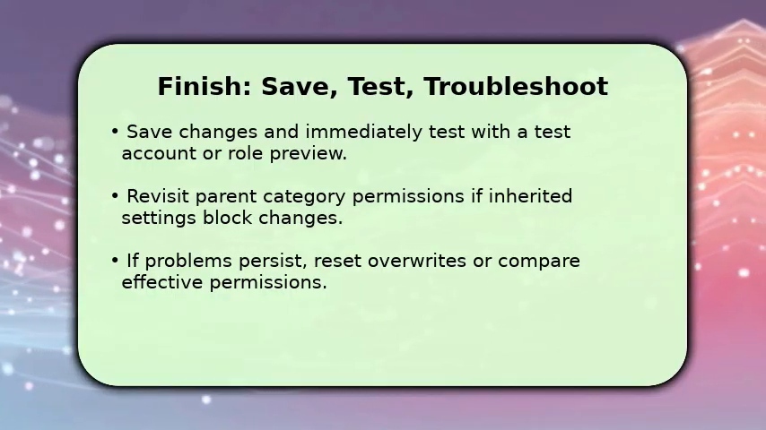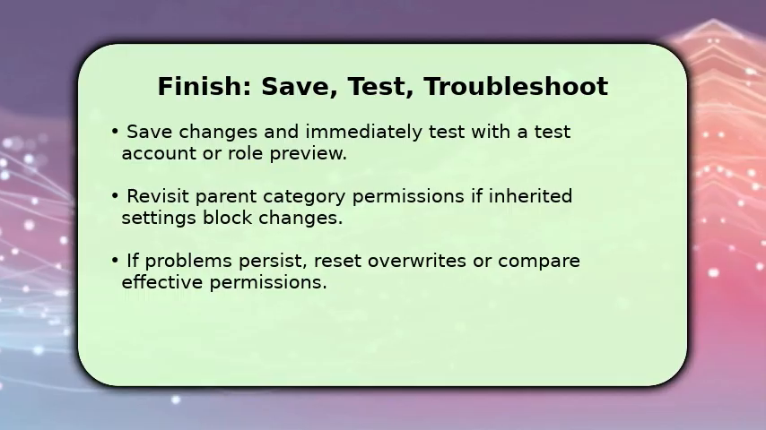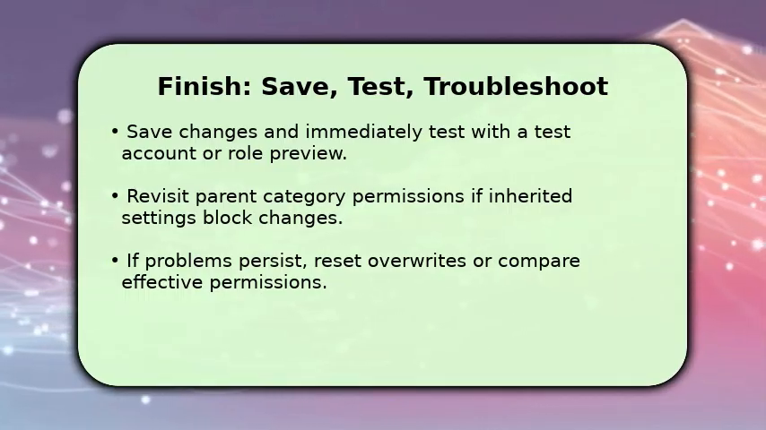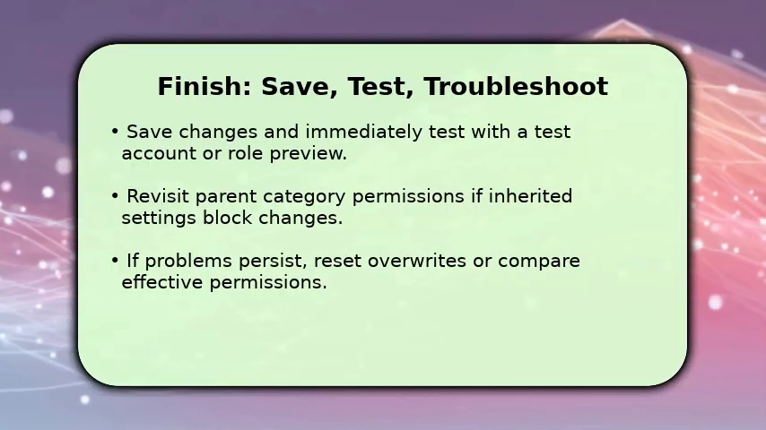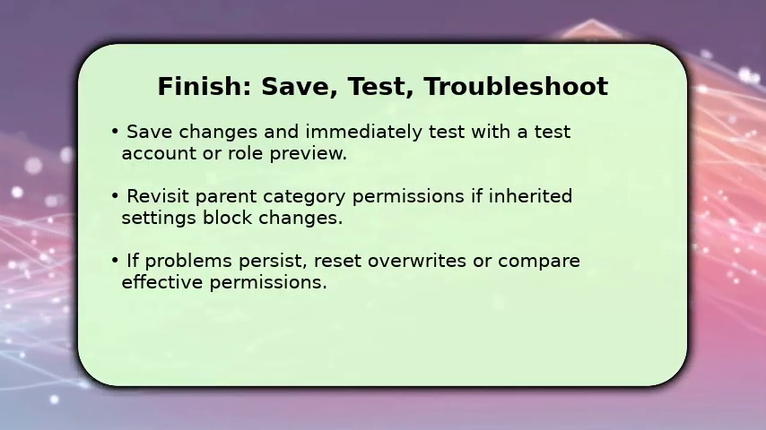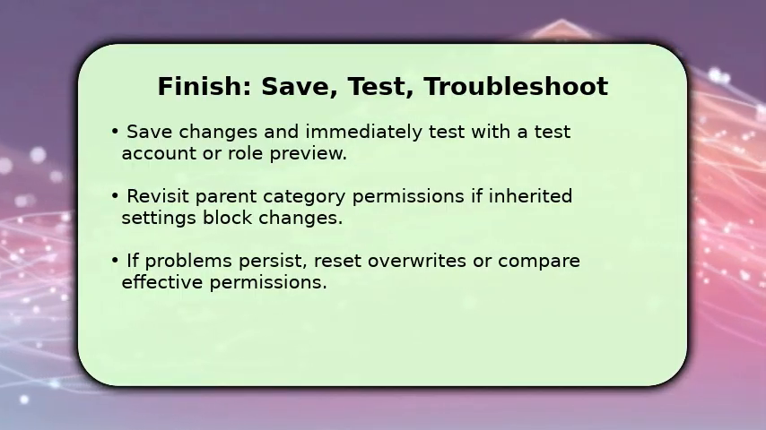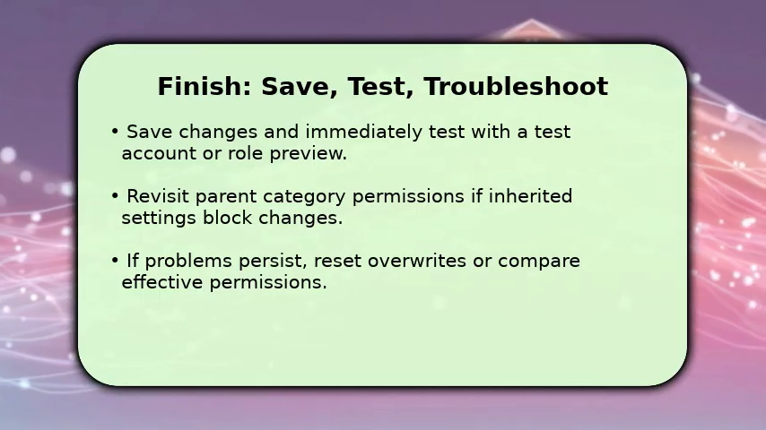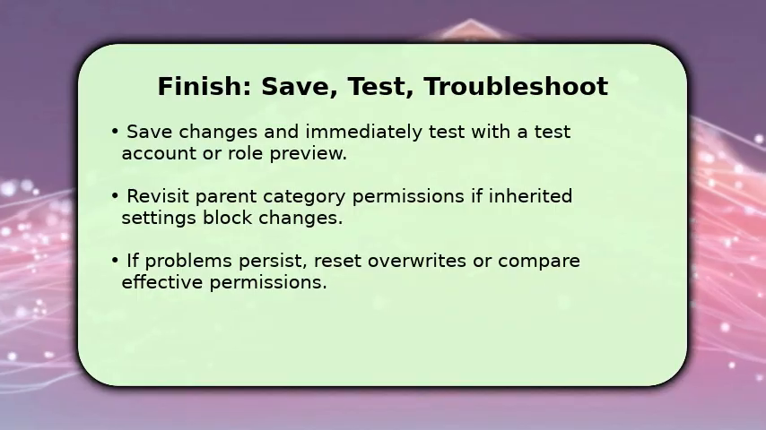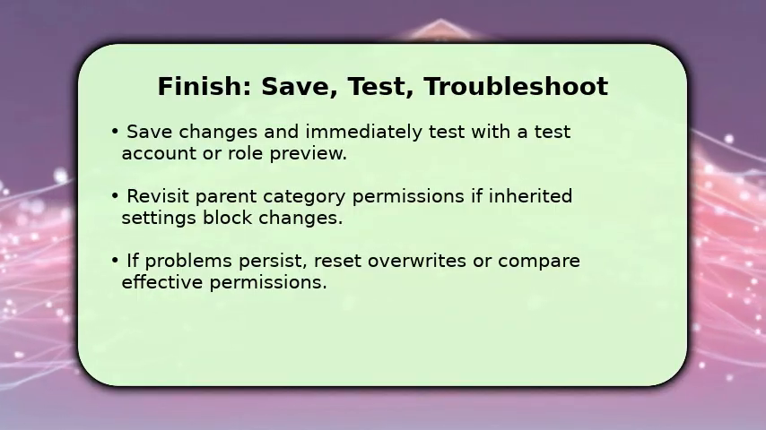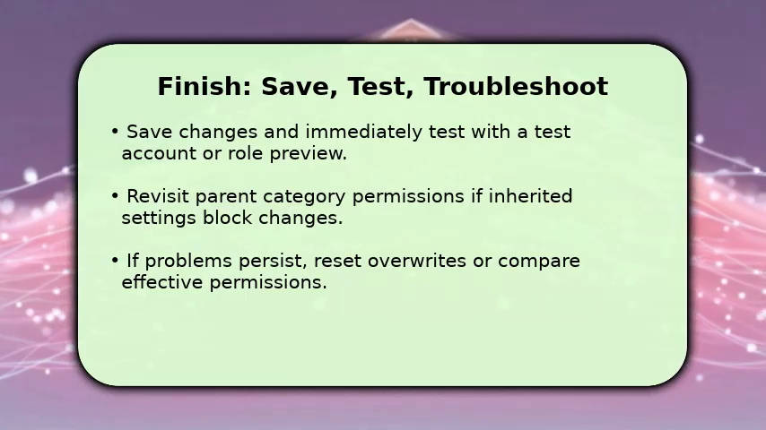If something remains blocked, make sure the parent category or server-level permissions aren't inheriting a deny that overrides your channel settings. Once done, document the changes and communicate them to users. If it still fails, reset the channel overwrites and reapply only the essentials to isolate the conflict. That single troubleshooting step usually reveals where a hidden deny came from.